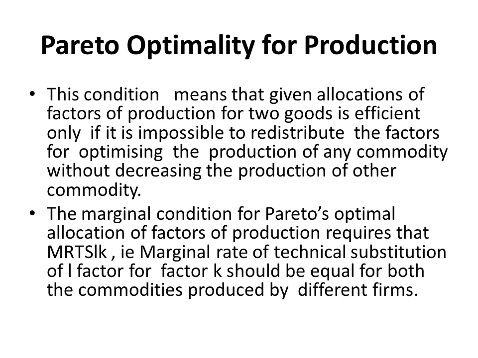Now we have come to the second point, that is Pareto's optimality for production. When the allocation of factors of production is given for two goods, we can say it is efficient only if any redistribution does not increase the production of either of the commodities. That means that if any redistribution of the factors of production to produce these two goods does not increase the production of either commodity, then we can say that our initial allocation of factors of production is optimum and satisfies Pareto's optimality condition.